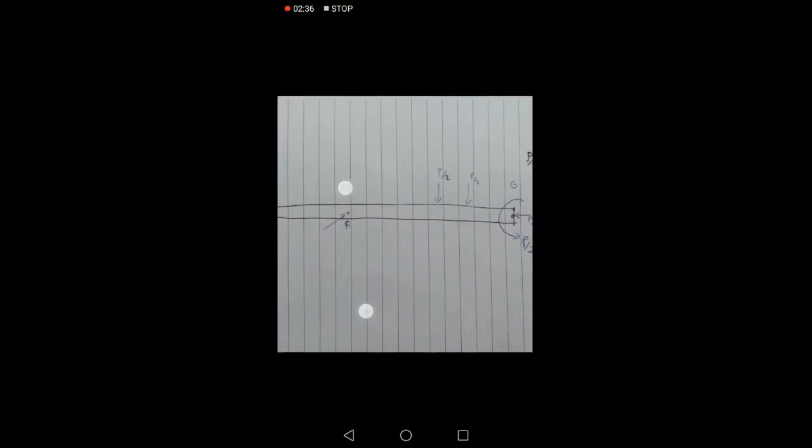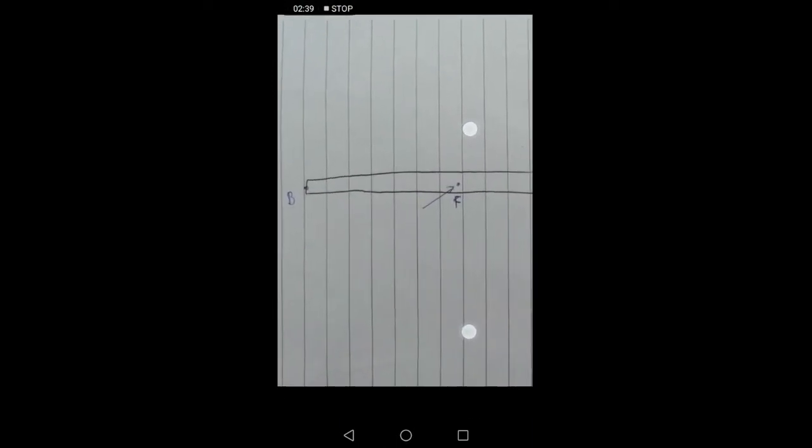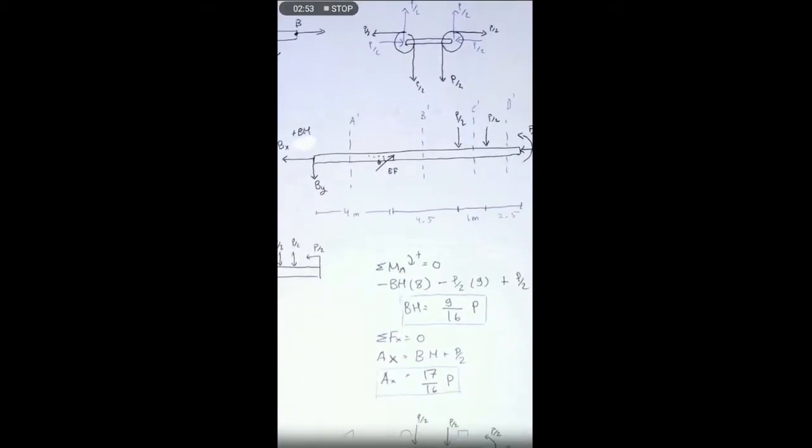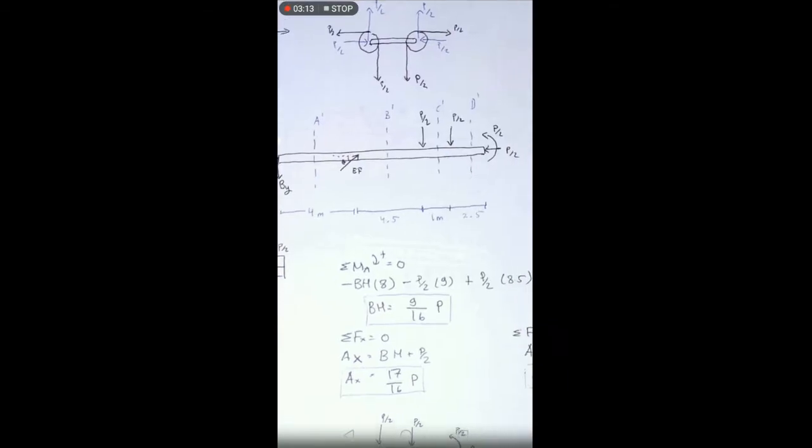Also, the force F is reacted at point F, and the reaction forces of the two pulleys are P over 2 each. There will be 4 cuts or sections in the BFG bar. The first one is between the edge and the force EF. The second one will be between EF and the first P over 2. The third one will be between the P over 2 forces, and the fourth one will be between the P over 2 and the edge.